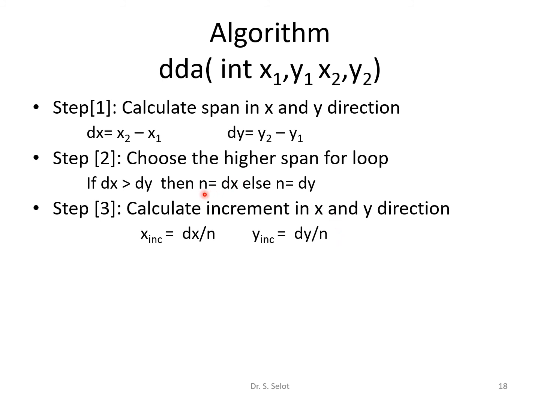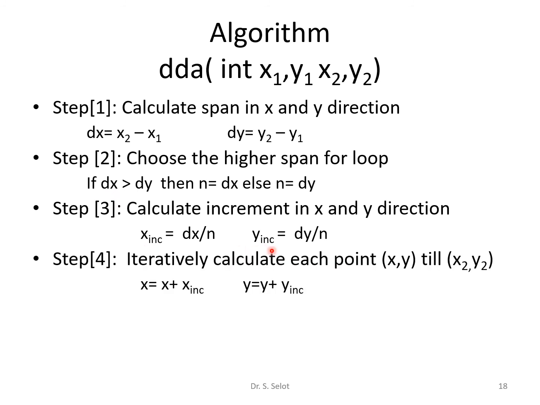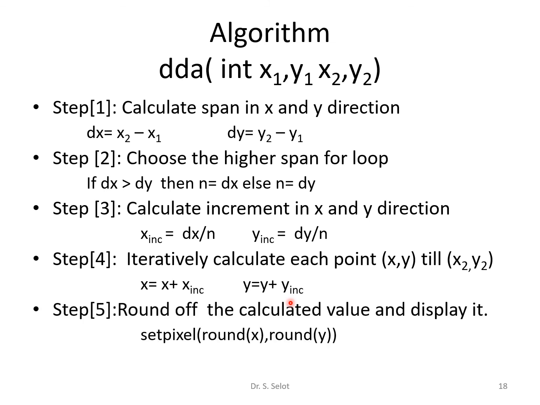We first initialize the number of times the loop will be executed to either dx or dy, depending upon their value, whichever is higher. Then accordingly, x increment and y increment are defined. Then we perform an iteration. We start with the very first point, which is x1, y1. Every time we use the increment value: x is incremented by x increment and y is incremented by y increment. Whichever is the case, it will automatically fit into these equations. We round off the values and plot the pixel at that respective position, and the loop is iterated. Steps 4 and 5 are repeated till we reach x2 and y2.